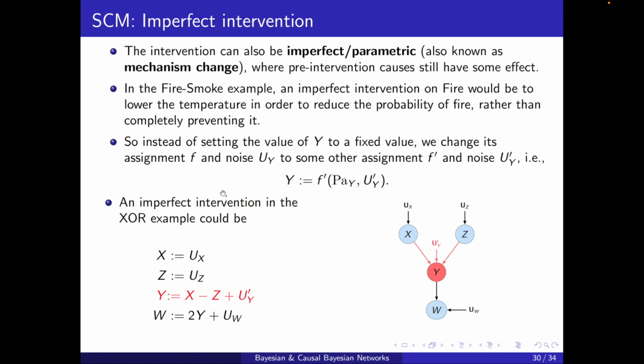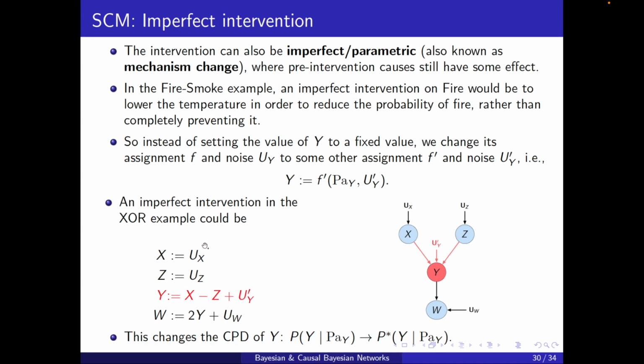In the XOR example, for example, one way of doing an imperfect intervention is to set the value of y not anymore to XOR, meaning x XOR z, but to something like x minus z plus u prime of y, where now the distribution of this has changed. Previously it was 0. Here, for example, it could be a Bernoulli distribution. So we will have the links, but the formulation here is changing. Okay, this is how we capture imperfect intervention in structural causal models.